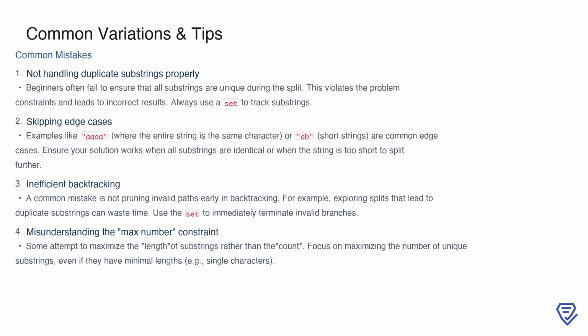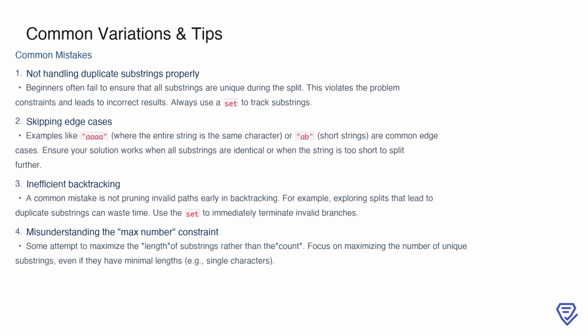When tackling this problem, there are a few common mistakes to watch out for. First, not properly handling duplicate substrings is a frequent issue. Beginners might forget that all substrings in the split must be unique, which violates the problem's constraints. To avoid this, consistently use a set to track substrings as you build solutions.